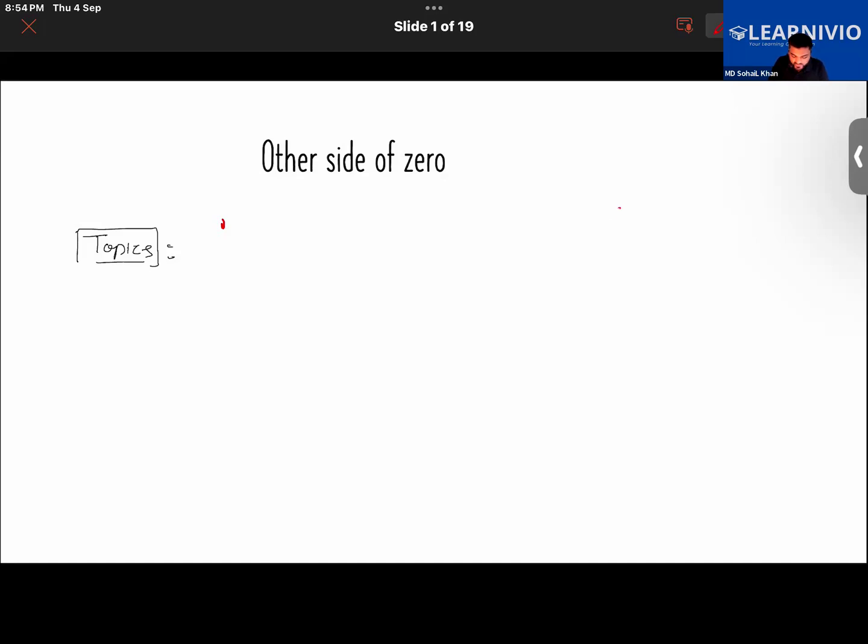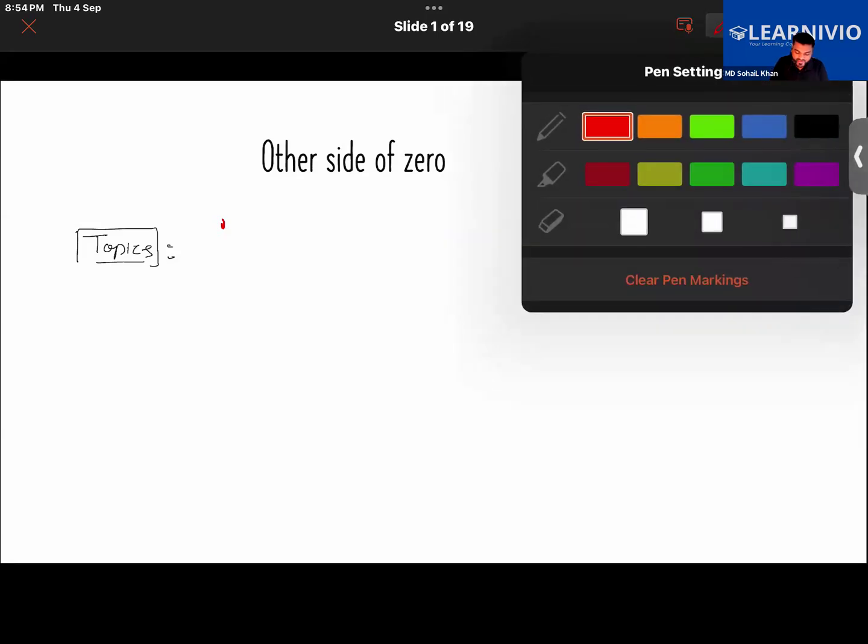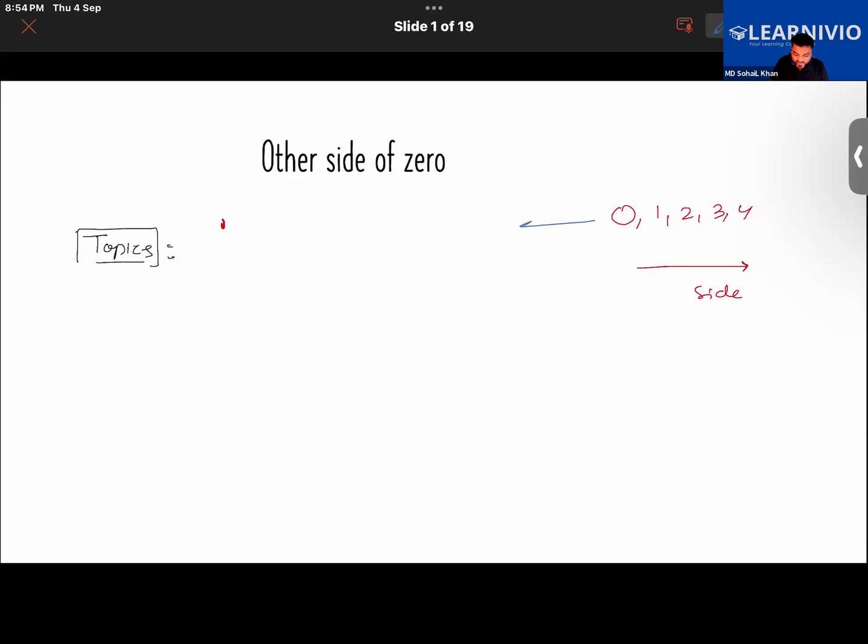We generally start counting from zero, then 1, 2, 3, 4. We are going towards this side only. But what is there on the other side of zero? That is the question. The other side of zero is quite fascinating. There we have the negative numbers, which we are going to be learning about.